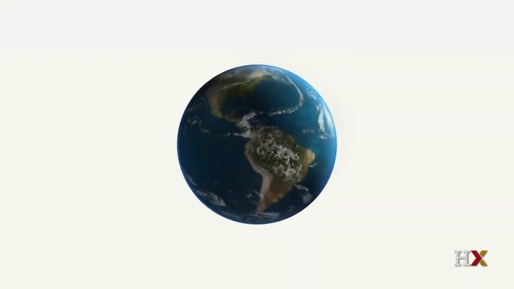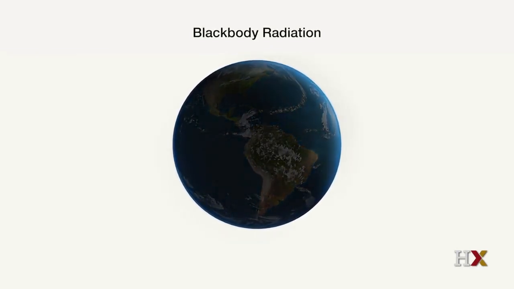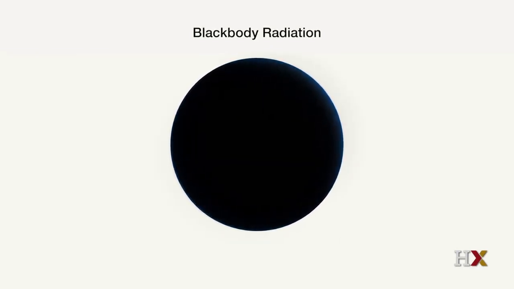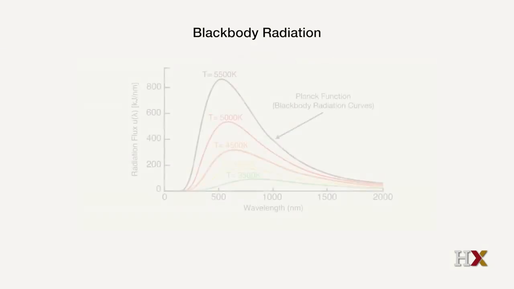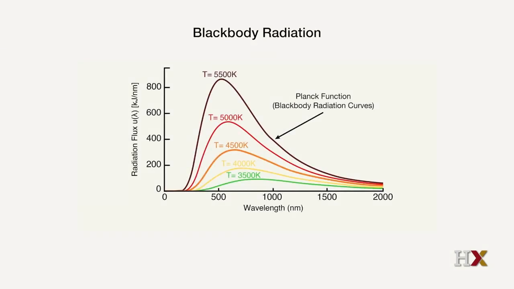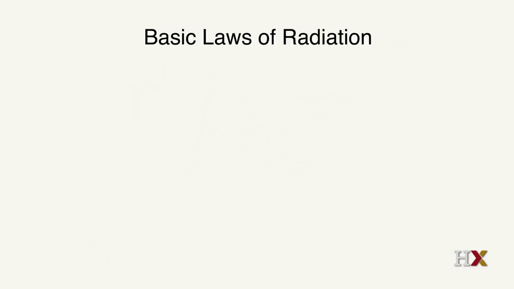When we think about planetary energy balance, we often talk about black body radiation. What we're thinking about here is a body, like a planet, that is black so that it absorbs radiation at all wavelengths. And black body radiation describes how the infrared radiation is emitted as the body heats up, as a function of temperature. There are some basic laws of radiation that we need to cover.